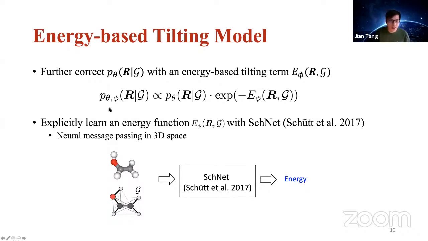So you can see the final distribution of the conformation R is composed of two terms. The first term is the flow-based model, and the second term is the energy-based model.